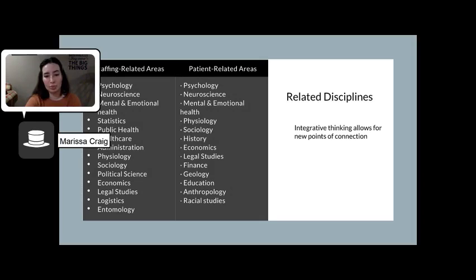Integrative thinking allows for new points of connection. From looking at the graph, you can see both the viewpoints from the staff and the patients, allowing for new perspectives that could be deemed essential in solving this issue.